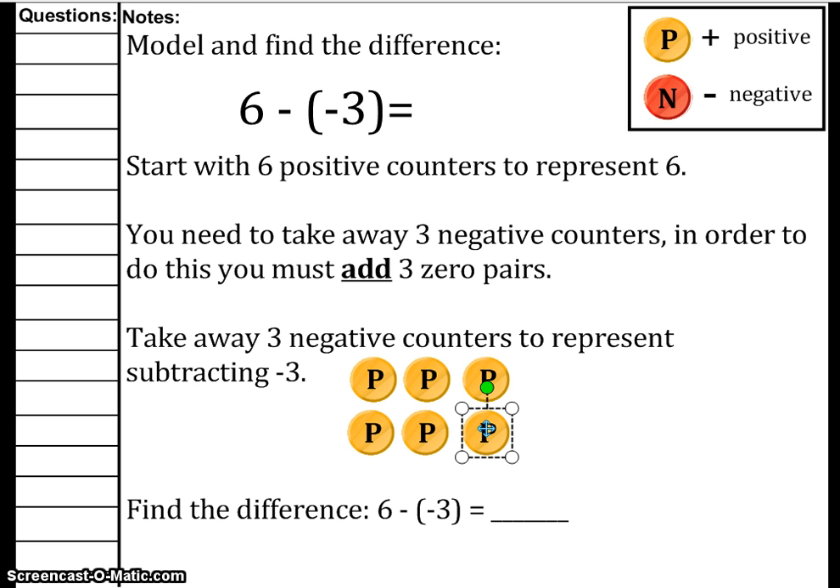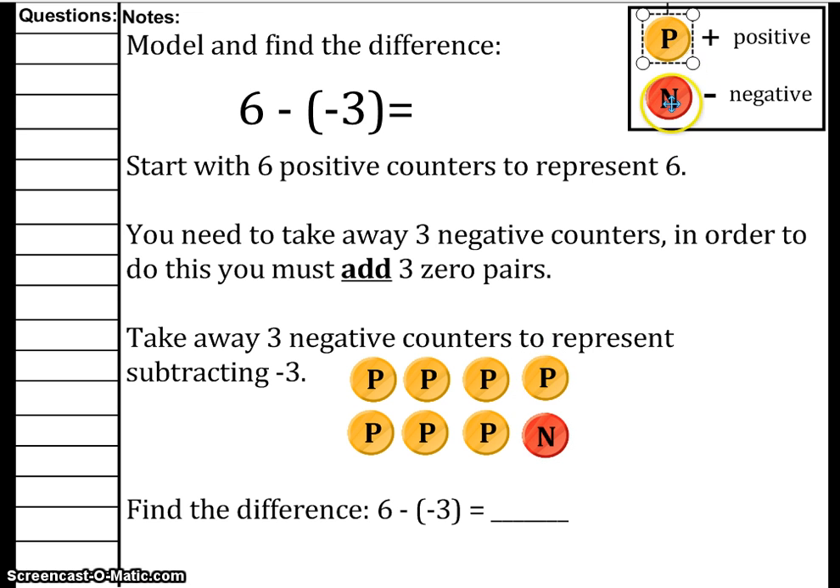And then the problem tells us to subtract negative 3. But all we have are 6 positive chips. So in order to be able to subtract negative 3 chips, we need to add 3 zero pairs. So I'm going to add 1 zero pair. And remember, a zero pair is when you have a positive and a negative, the same. Positive 1 plus negative 1 equals 0.